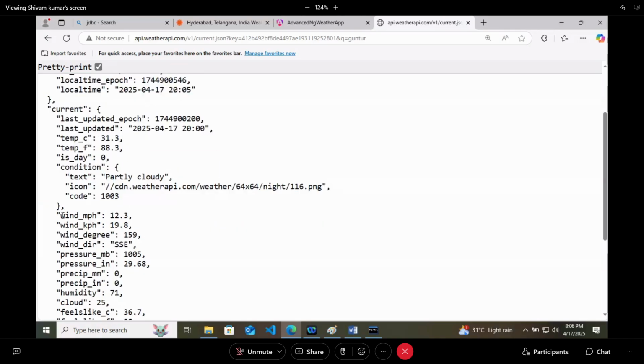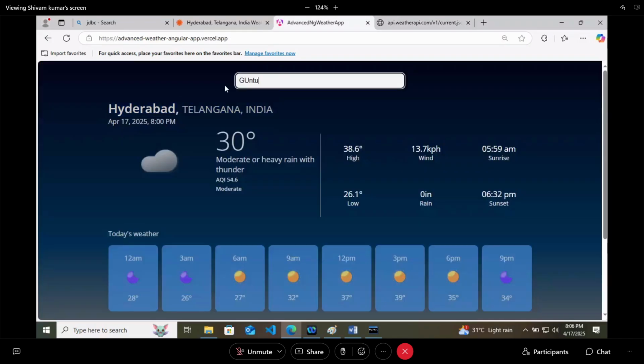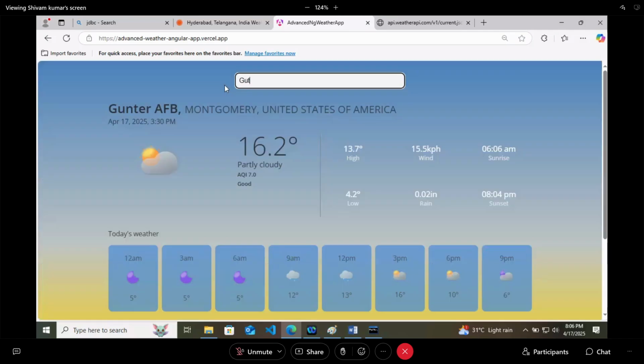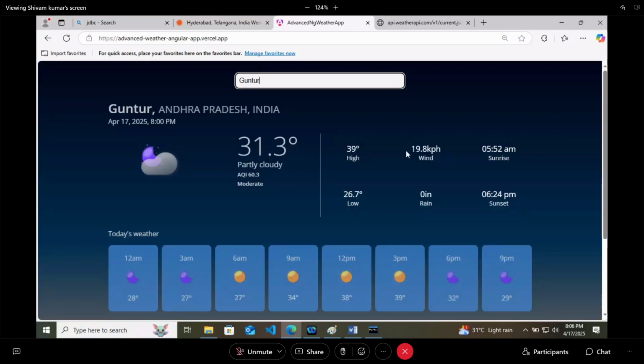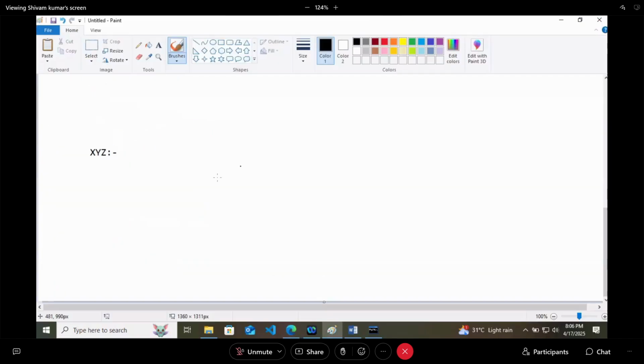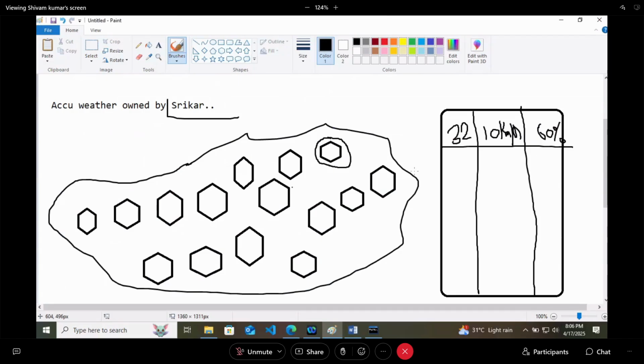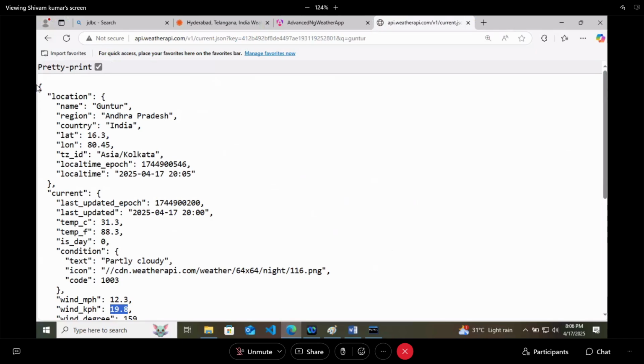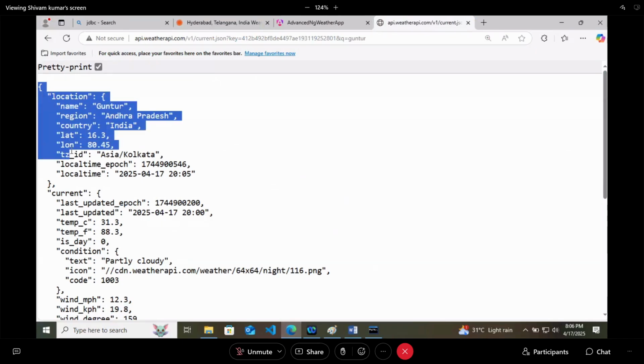Wind mph, wind kilometer per hour, 19.8 in Guntur. Shall we match this data? So here I will type Guntur. 19.8 kilometer per hour. So every single thing matches. This data is coming from the company, just for a reference, because they are already storing the data in a database and creating the JSON format of the data.